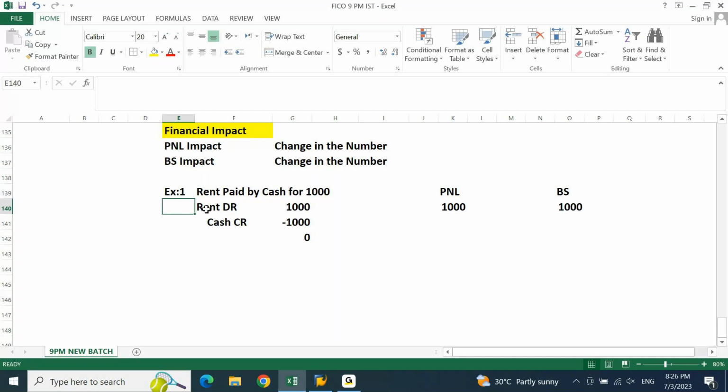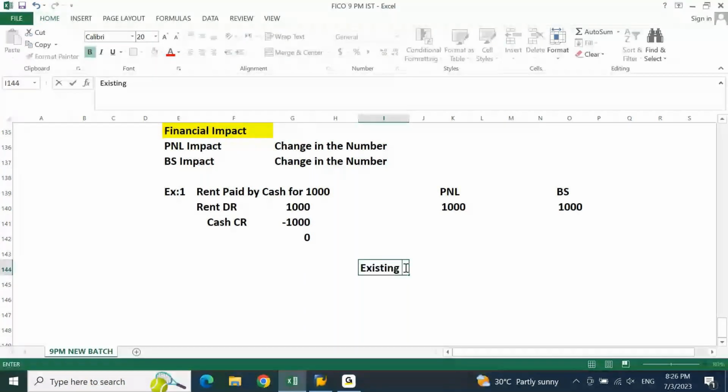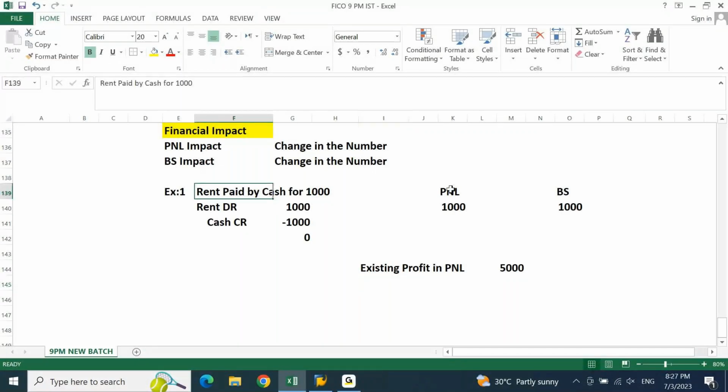Now, when you pass any debit or any credit to the P&L, assuming my existing profit in P&L, let's say, is 5,000. If I pass this accounting entry, it hits my P&L. Is this debiting my P&L or crediting my P&L? This is debiting your P&L. Anything going to the debit side of your P&L will reduce the profit, because on the debit side of P&L you write expenses. Any expense will reduce the profit. Any income will increase the profit.